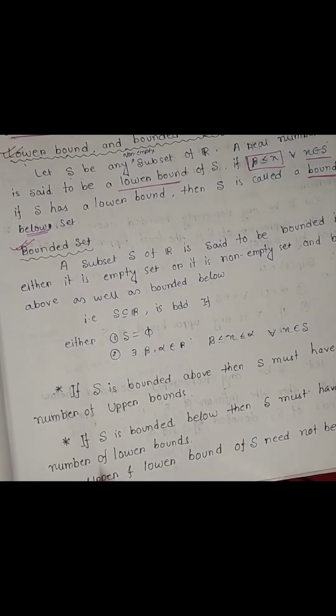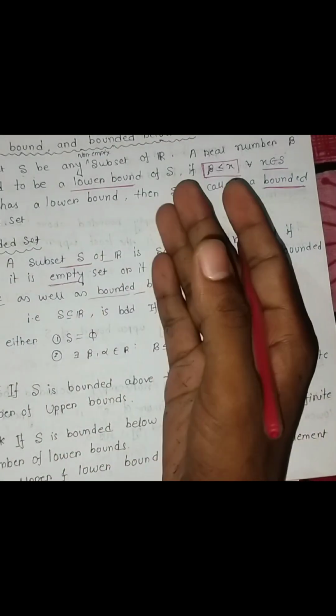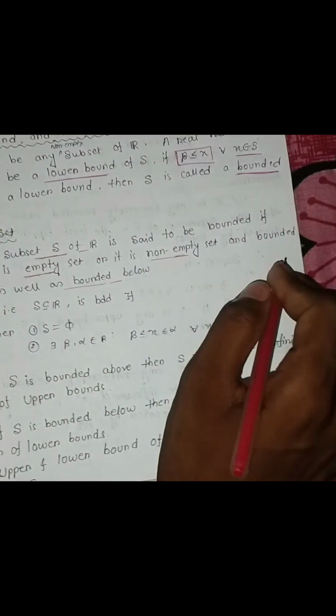Now the definition of a bounded set. A subset S of R is said to be bounded if it is either empty, or it is a non-empty set that is bounded above as well as bounded below. The meaning is that it can be the empty set. The empty set is bounded; this is vacuously or trivially true. But for a non-empty set, if it is bounded above as well as bounded below, then it is called a bounded set.